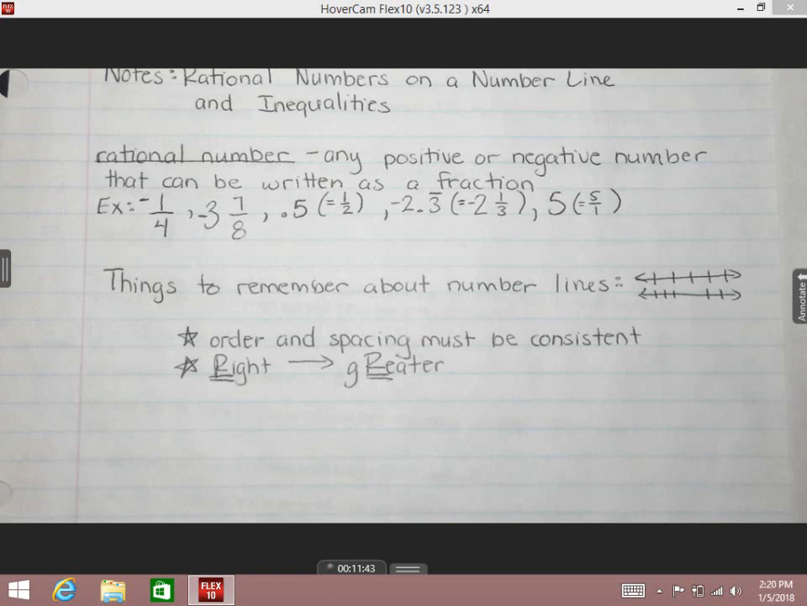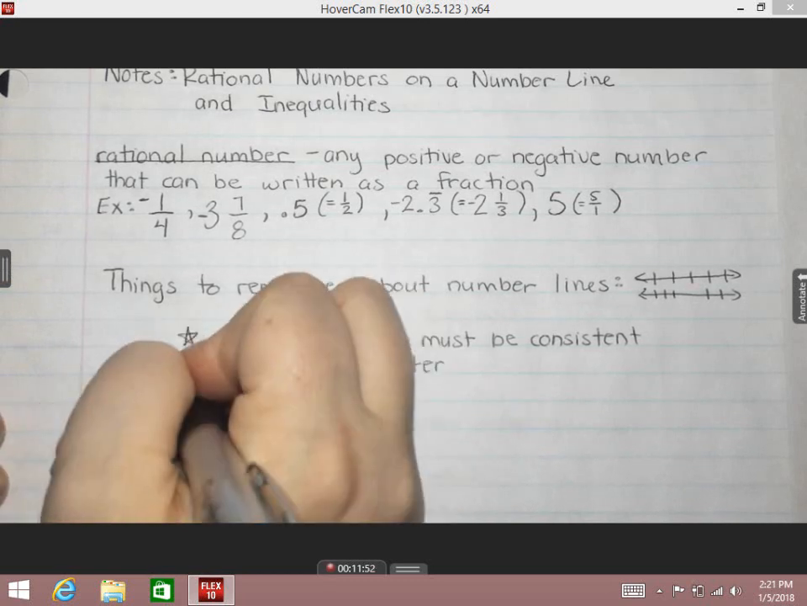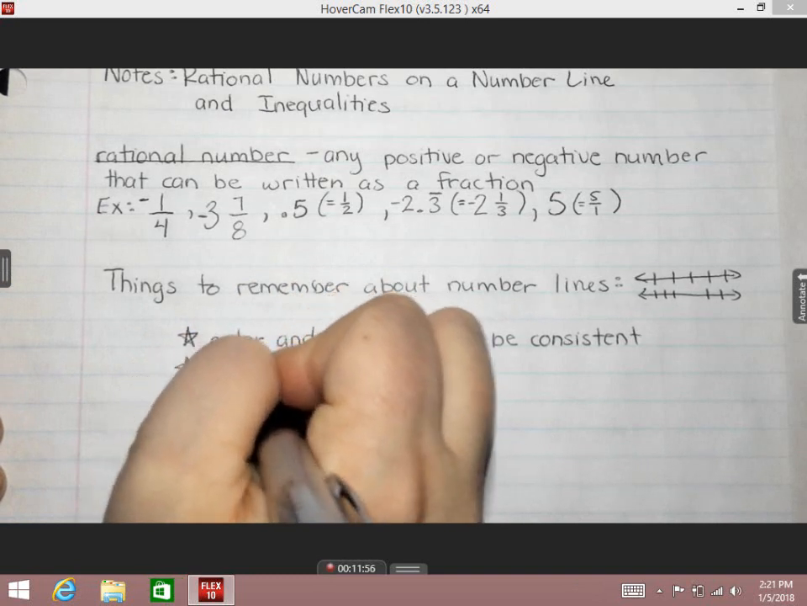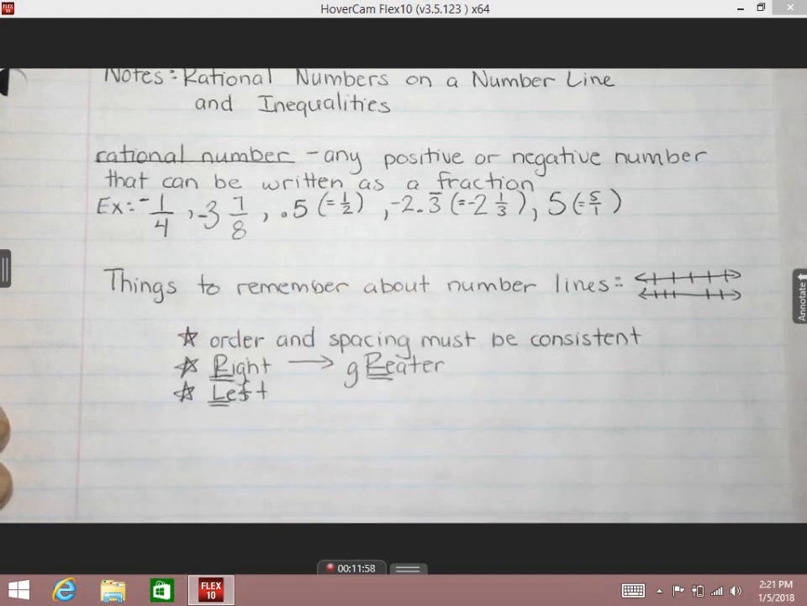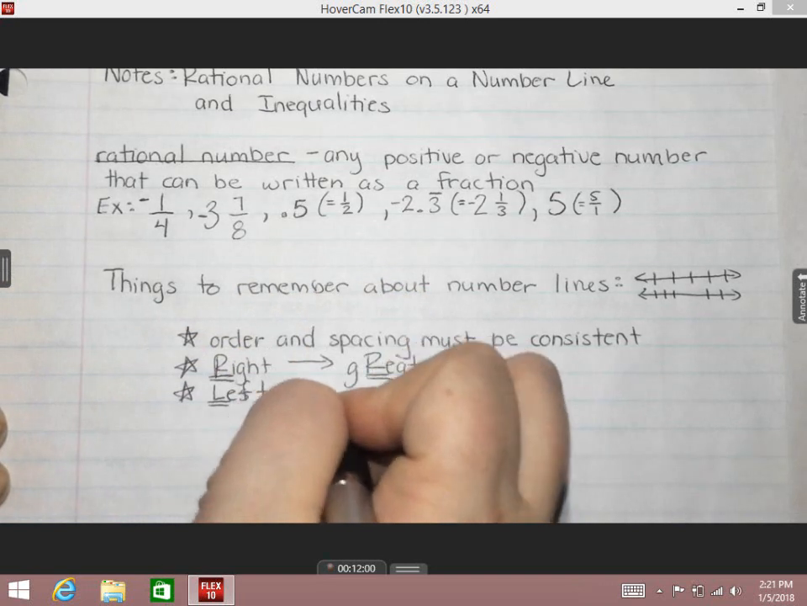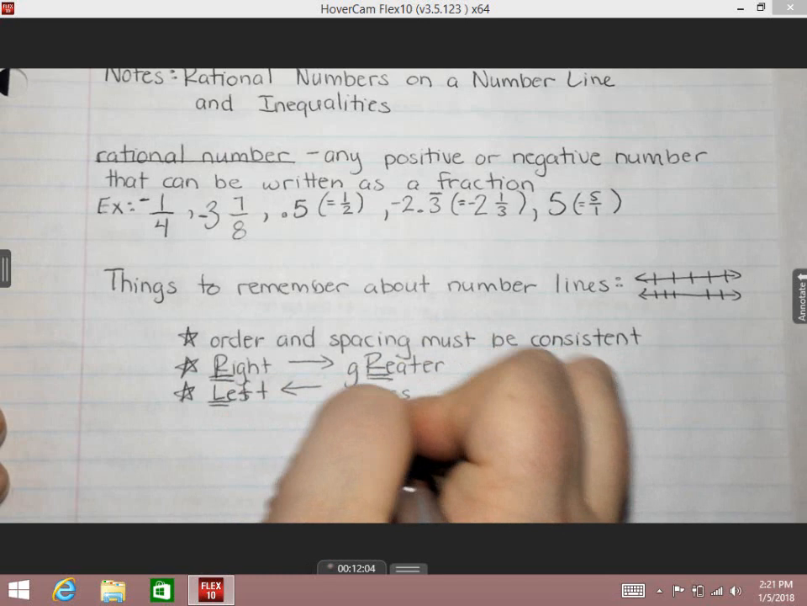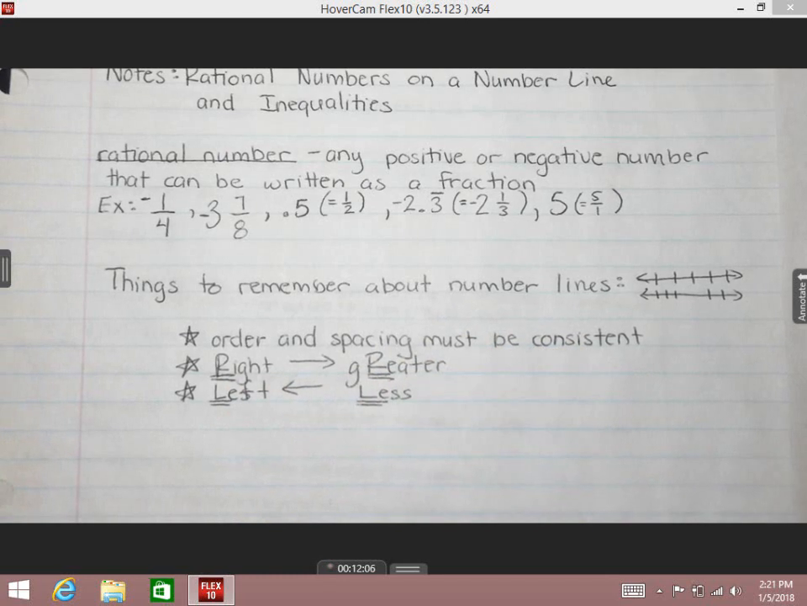They both have the R's. That's a little memory technique. All right. So if it goes to the right, it's got to get greater. All right. If it goes to the left, what do you think has to happen? It's going to get smaller. It's going to decrease. It's going to become less. So as it goes to the left, it becomes less. Okay?